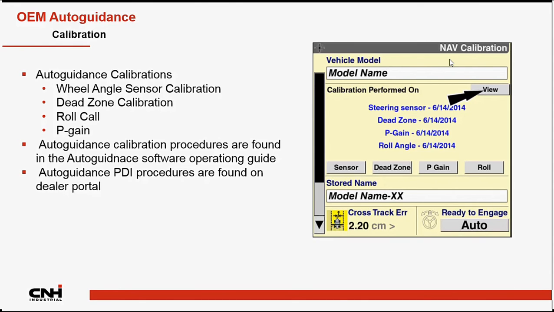Your roll calibration, that's the calibration for your nav controller. And then your P gain. The P gain is kind of more of a tune, like performance modification, than an actual calibration. It just allows it to work a little bit more smoothly, and the P gain is not something you always need to do.